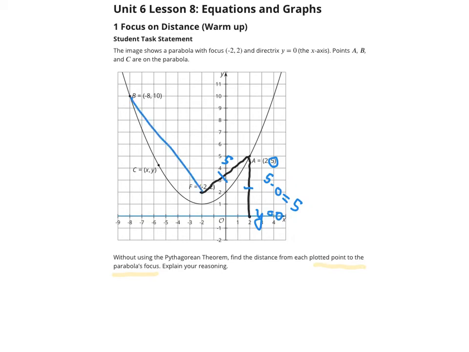B, I can do 10 minus 0, so the distance is 10, and that distance is equal to this distance, and it's 10. And then C. Can't really count the squares on that one, but I know that it's y minus 0. Okay, so this distance is y minus 0, therefore that distance is y minus 0. Put 3 tick marks there.